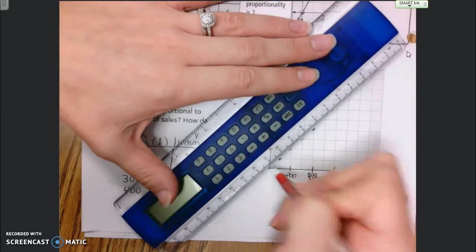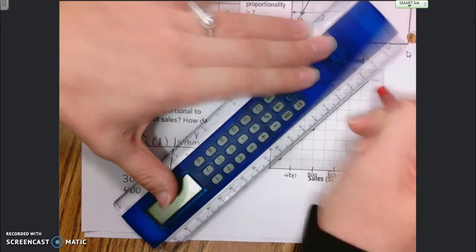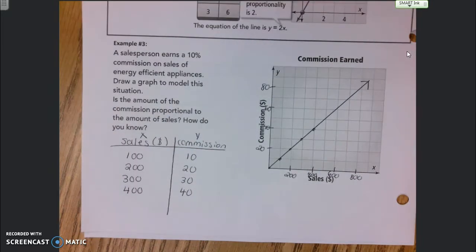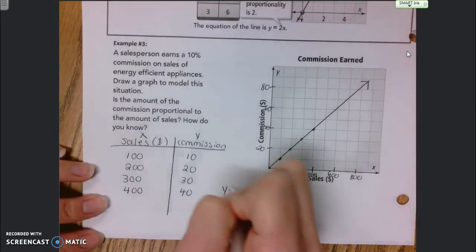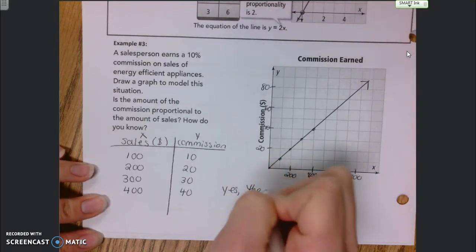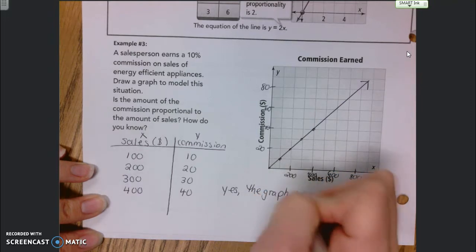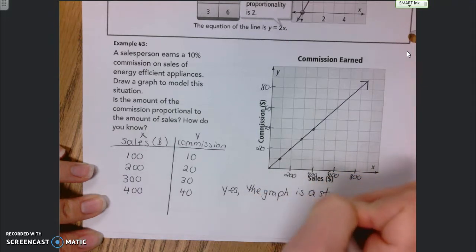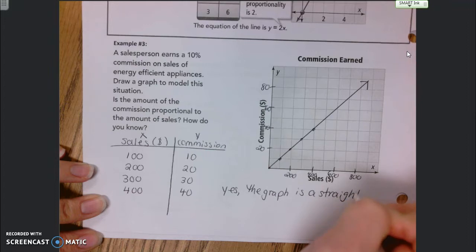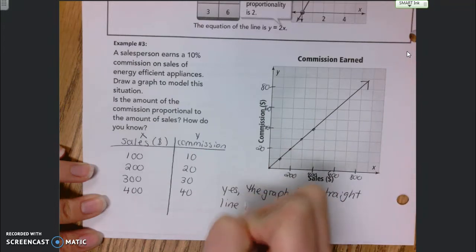Because that data value can be plotted on your graph, you do want to connect your dots, so I am going to draw a line. Draw an arrow at the end of the line to show that it continues off in a pattern. And so they said, is the amount proportional to the amount of sales? How do you know? I said, yes, the graph is a straight line that passes through the origin.